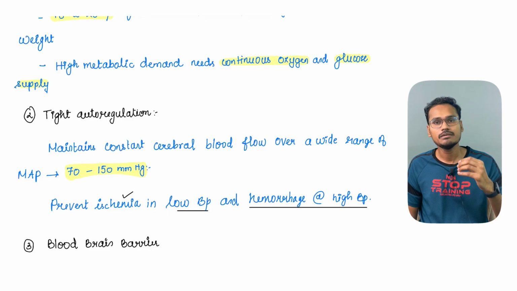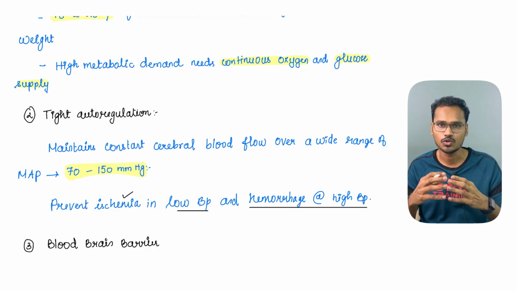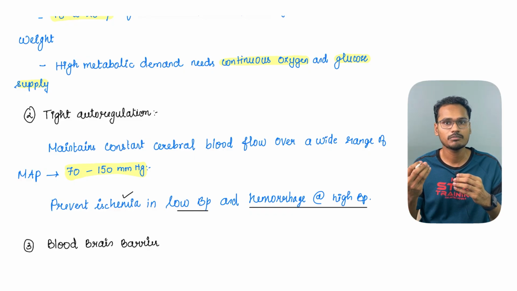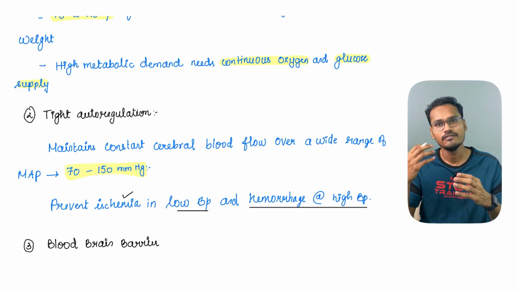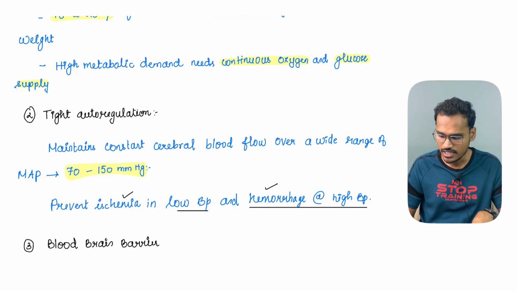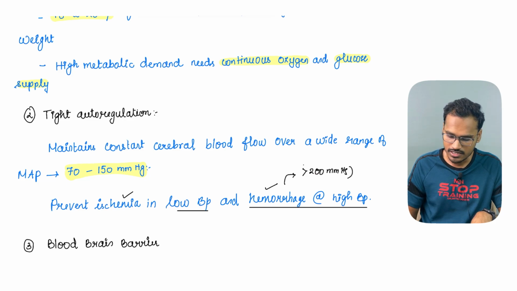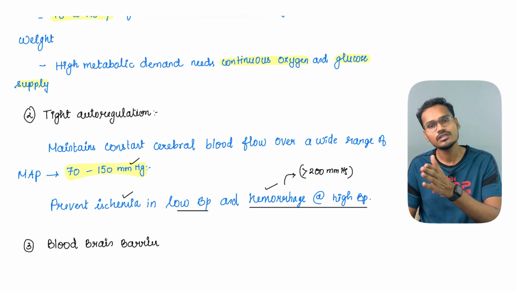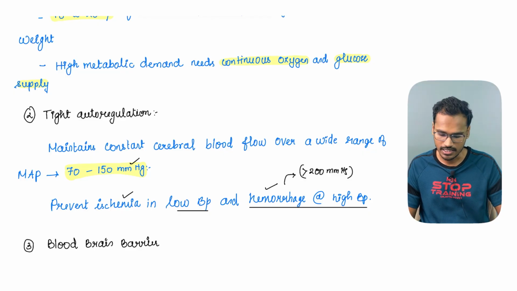That's why, when we see patients of hemorrhagic stroke, stroke is a condition that can happen due to ischemia and also hemorrhage. Whenever you see a hemorrhagic stroke patient, their BP levels are generally beyond 200 mm of Hg, and the brain autoregulation works only till 150. Beyond that, it cannot autoregulate, so hemorrhage can happen.